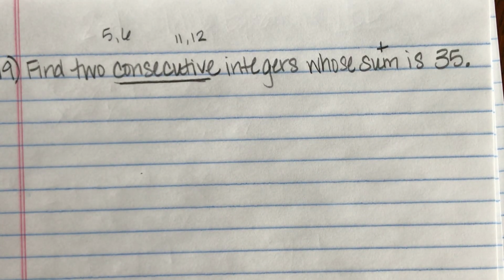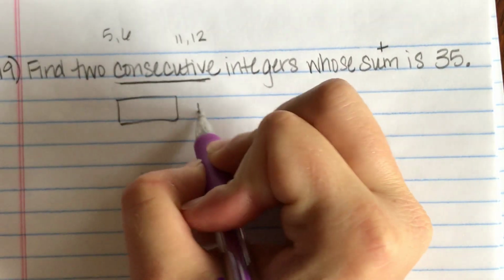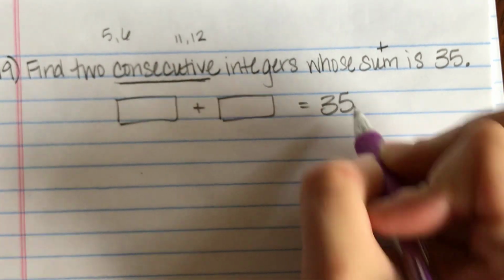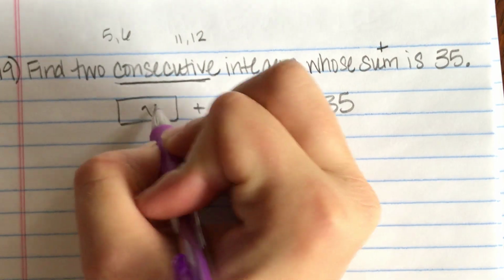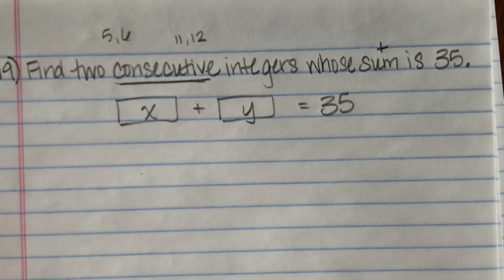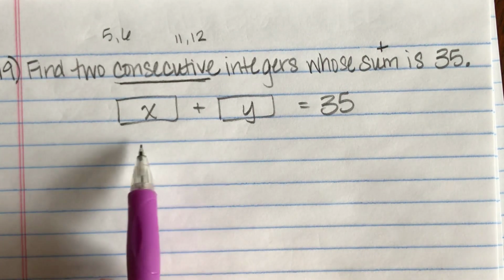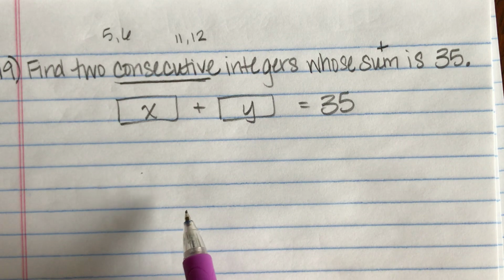Algebraically, this is what it looks like. I've got two numbers that need to add together to make 35. I don't know my two numbers, right? So I could say, oh, well, I've got x and I have y. X plus y equals 35. Problem is, two different variables. There's no way to solve that at this point.